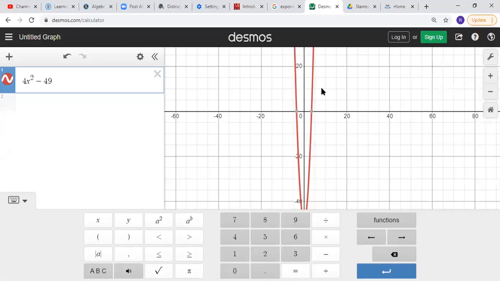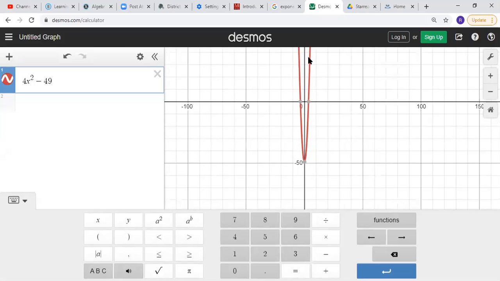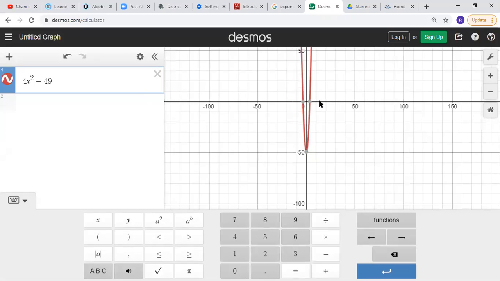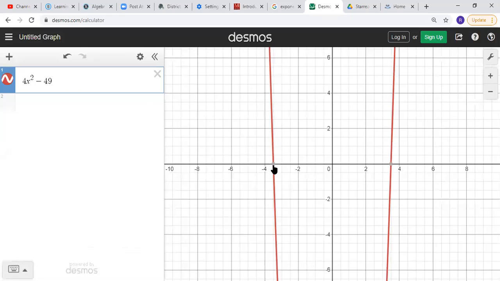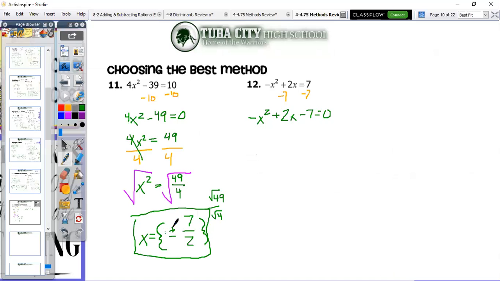Okay, it doesn't look like a parabola because it has a very great vertical stretch. That vertical stretch narrows the graph, so it is a parabola, it's just very narrow. Go back to the home screen and we can see that our x-intercepts are at negative 3.5 and positive 3.5. So again, positive and negative. So whenever you have anything that has that sign of the positive and the negative, that means you've got to consider both of those options. So positive and negative 7/2.